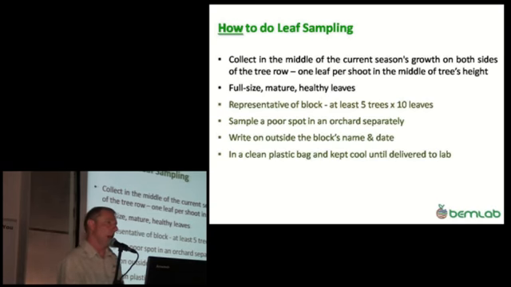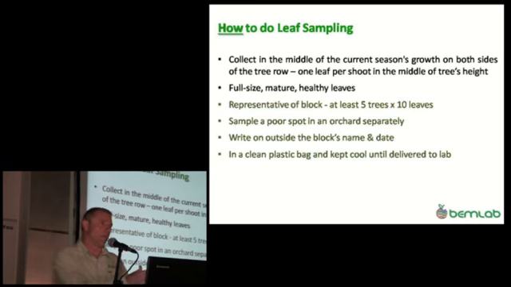At least 5 trees. In the lab we need a big enough sample. 50 leaves are sufficient, but we prefer that you bring us 100 leaves, from 20 trees or 50 trees. So the more representative the sample is of your orchard, the better the results, and the more accurate a representation you get of your orchard.